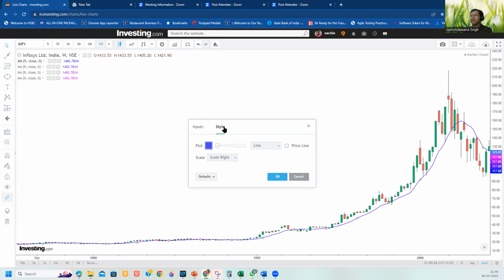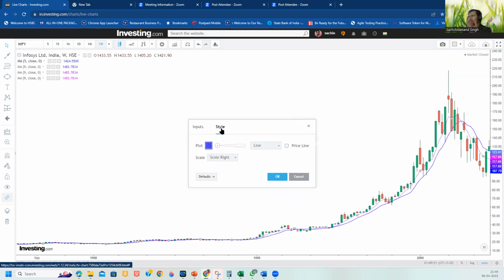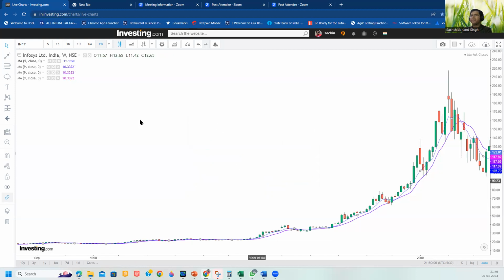Here there is something called style, and another one is input. Within the input, you will find something called length. This length you need to change manually. So here I will remove 9 and put 5. Depending on your choice, you can choose the color as well. As of now, whatever default color is selected here, blue, I'll just keep it blue.